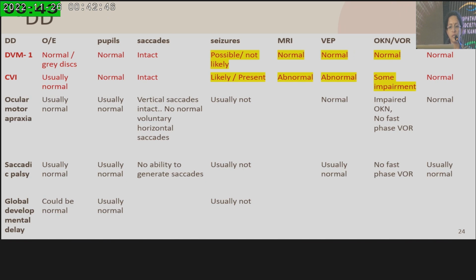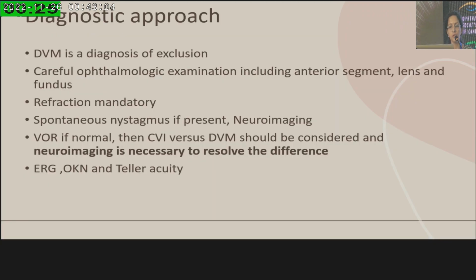So to differentiate between DVM and CVI, seizures are possible but not likely in DVM type 1, likely to be present in CVI. MRI, VEP, OKN responses are normal in isolated DVM. They are abnormal or impaired in CVI. So to approach such a case, always remember DVM is a diagnosis of exclusion.